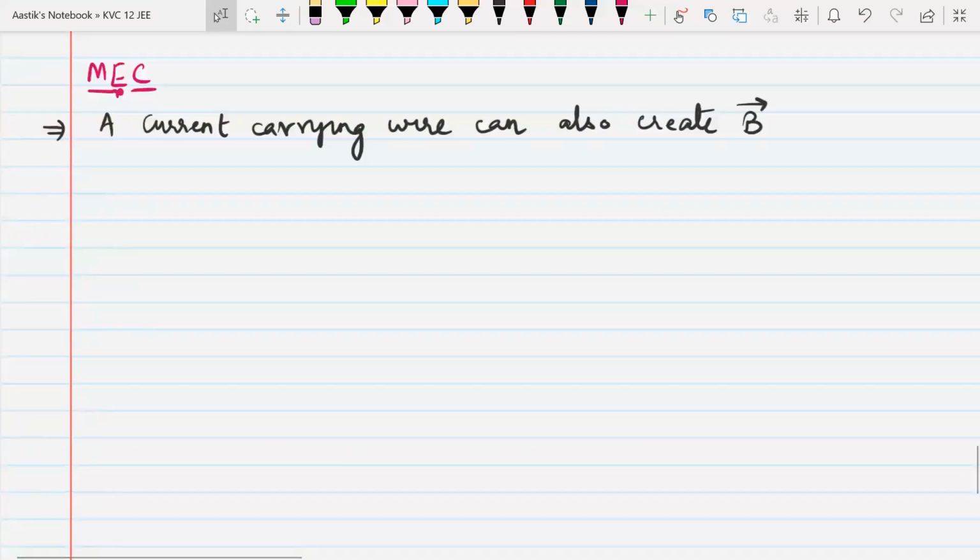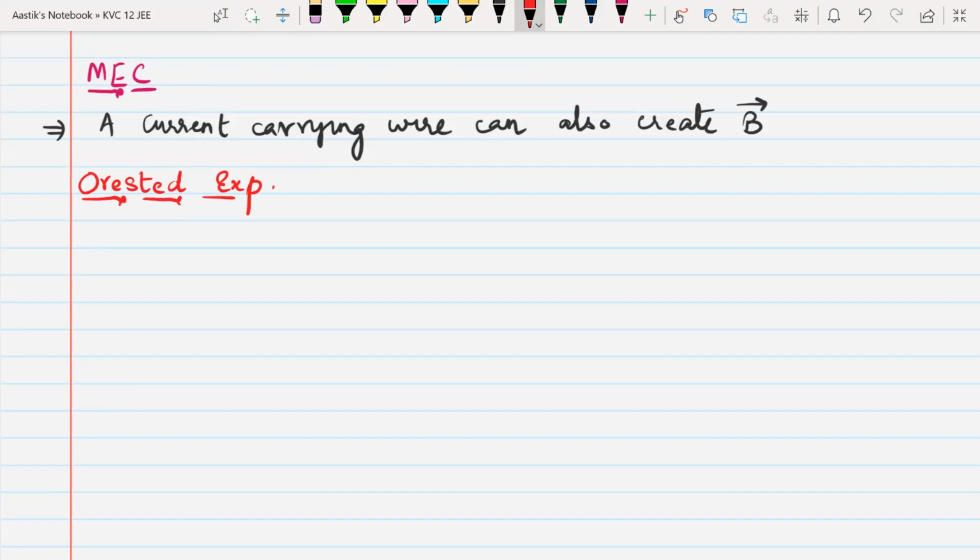Okay. A current carrying wire can produce magnetic field, and this was observed by the scientist Hans Christian Ørsted in the year 1820, so far back, and that is known as the Ørsted experiment. So what is this Ørsted experiment? He had a current carrying wire and he had a magnetic needle.